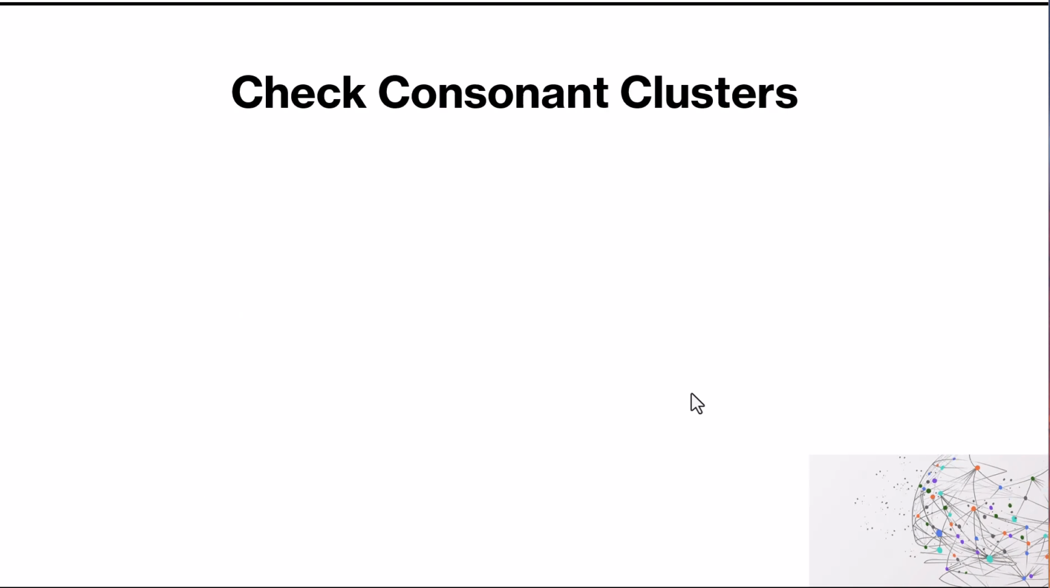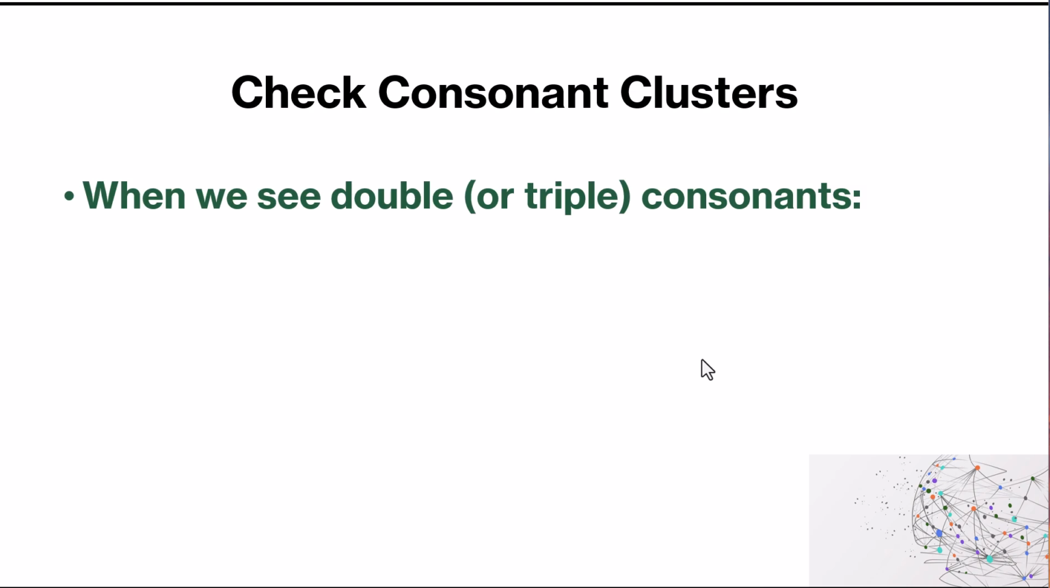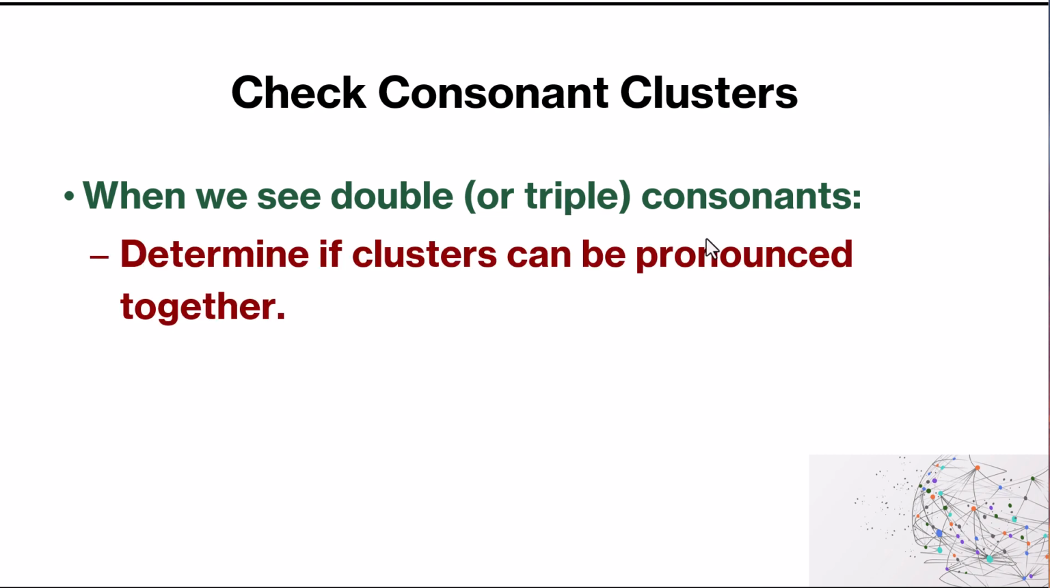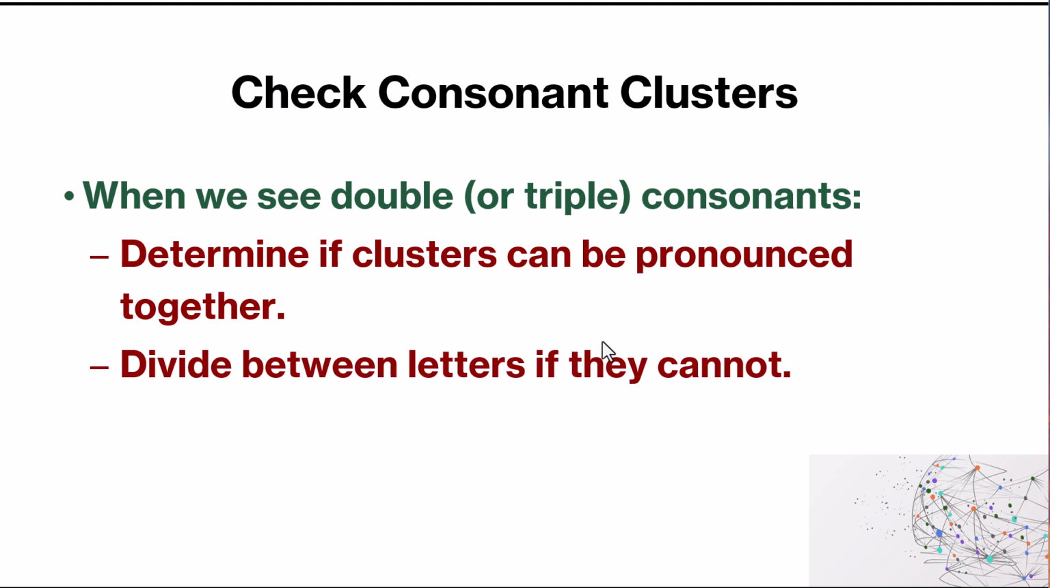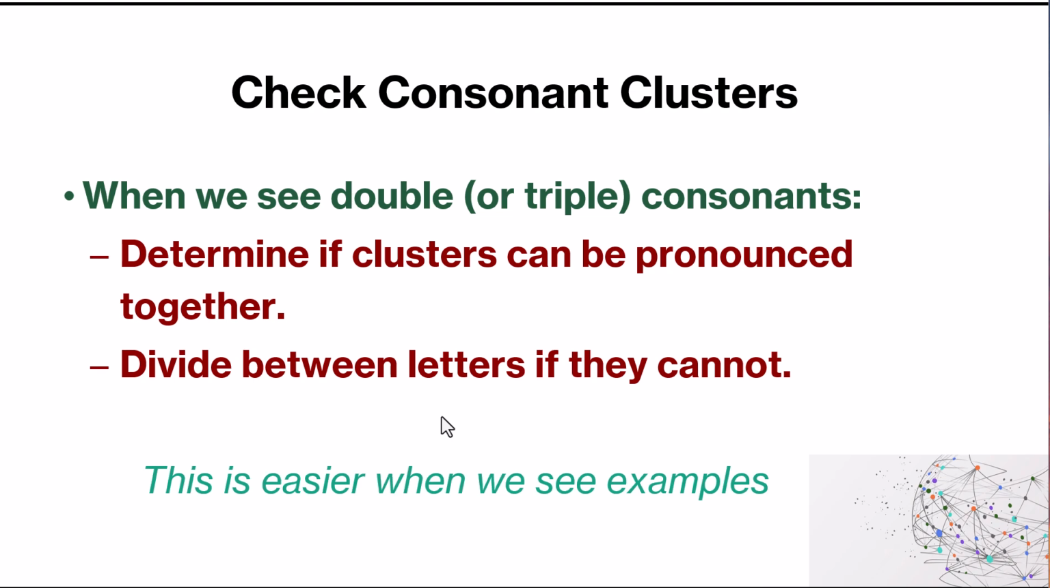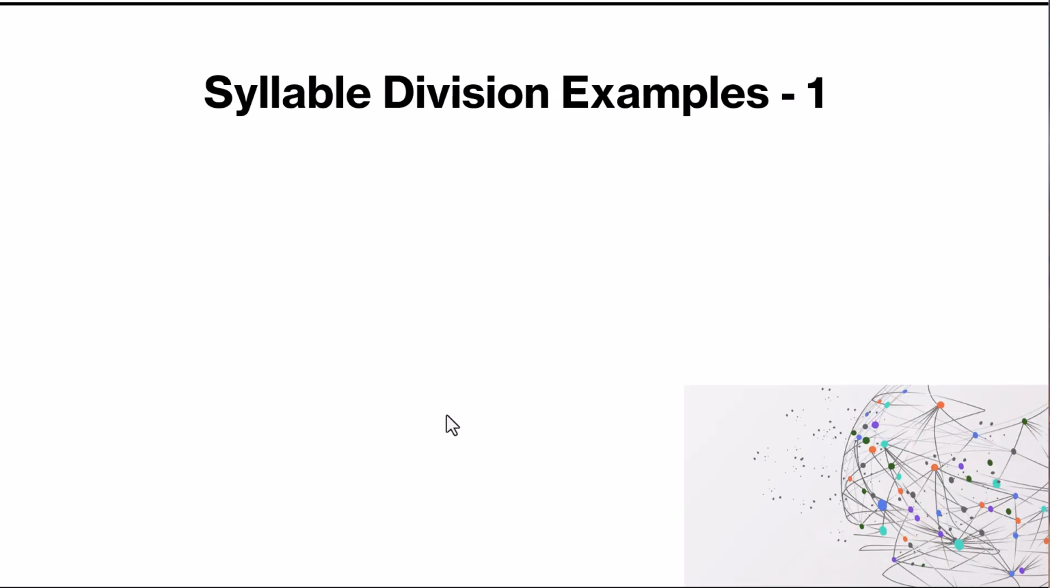We check consonant clusters to see if they're pronounceable. When we see a double or even a triple consonant, pretty rare to get a triple, determine if the clusters can be pronounced together. And if they cannot, we divide between the letters. This is easier to pick up when we see examples. Abstractly, it can be a little bit much to try to keep track of.